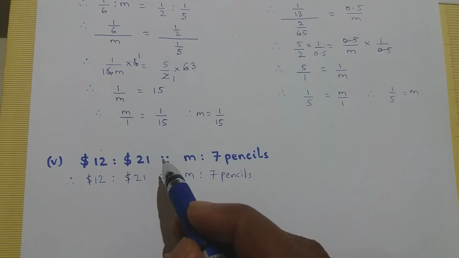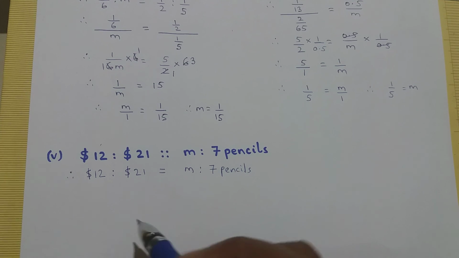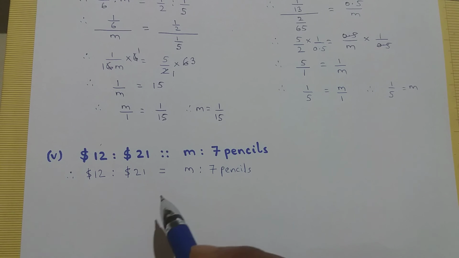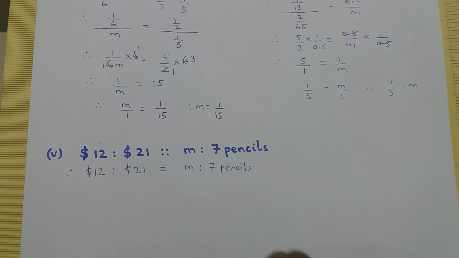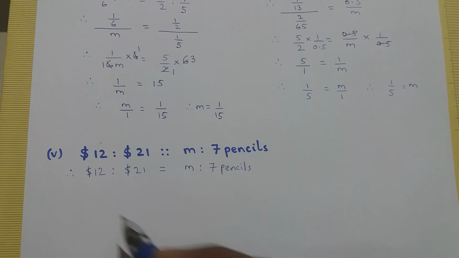So therefore I can replace this proportionality symbol with an equal to symbol. So it can be written as $12 is to $21, that is equal to m is to 7 pencils. And from here we have to find what is the value of m.